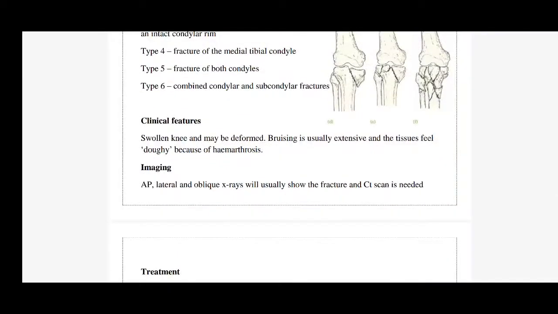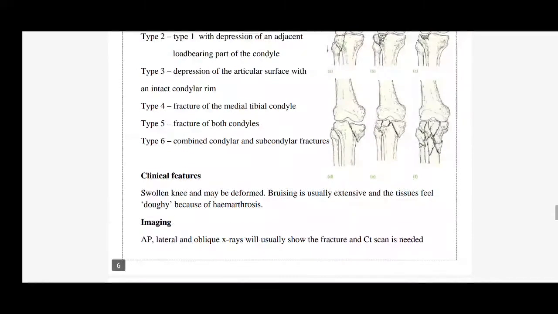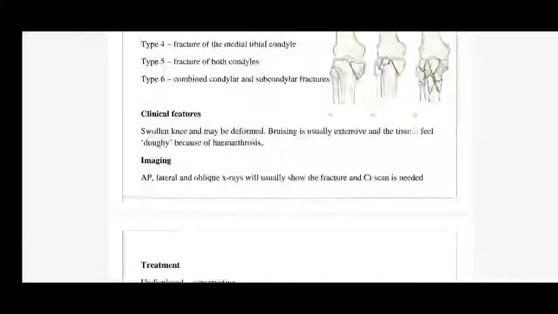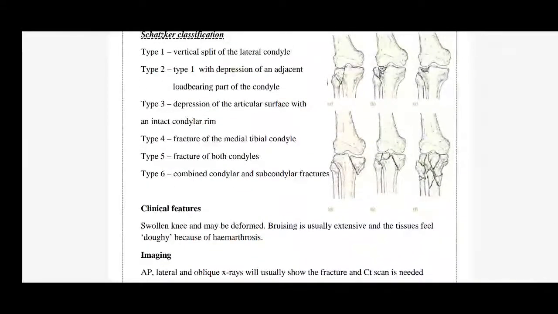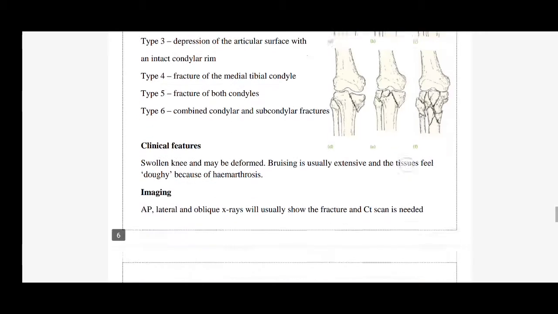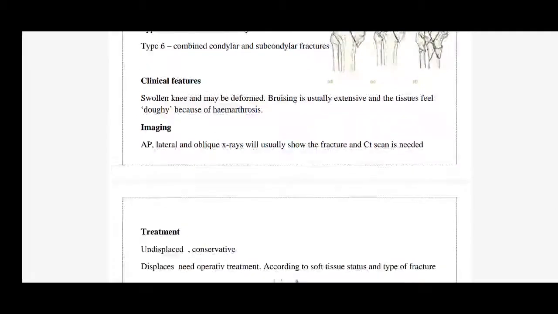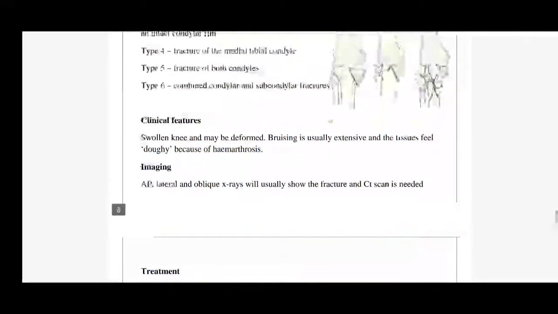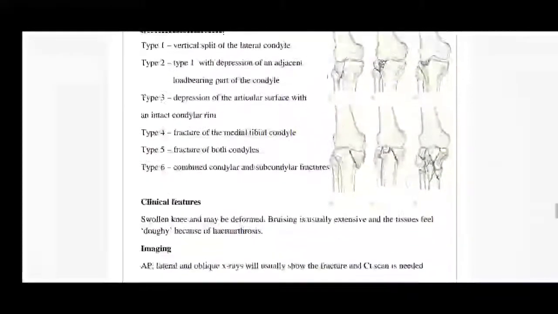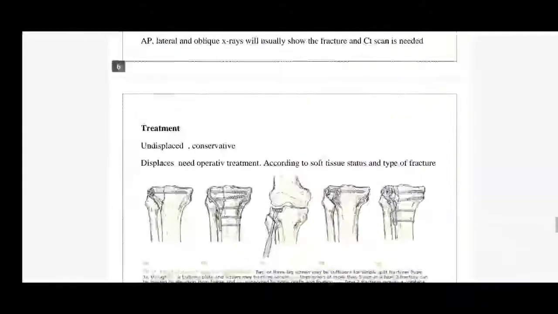Clinical feature: swollen knee and may be deformed. Bruising is usually extensive and tissue feels doughy because of hemarthrosis. It is a high velocity injury and you should exclude associated injury, especially the compartment syndrome. Imaging is AP, lateral and oblique x-ray, and sometimes the CT scan is needed because of an intra-articular element.